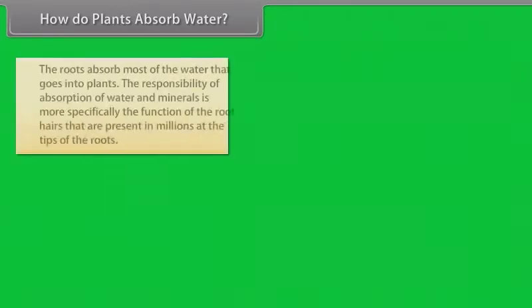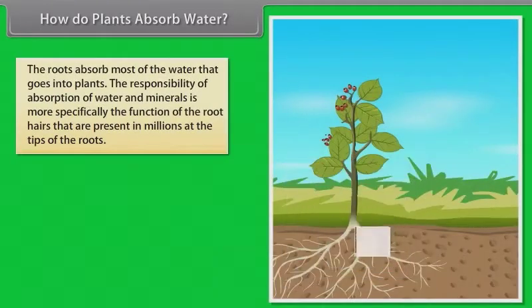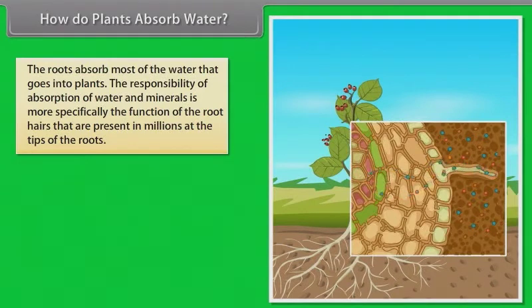How do plants absorb water? Now let us understand how plants absorb water. The roots absorb most of the water that goes into plants. That is why we give water to the soil and not on the leaves.